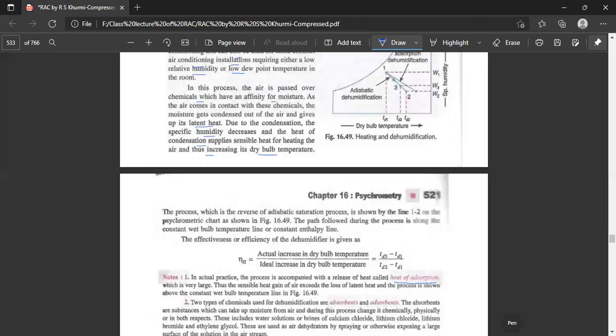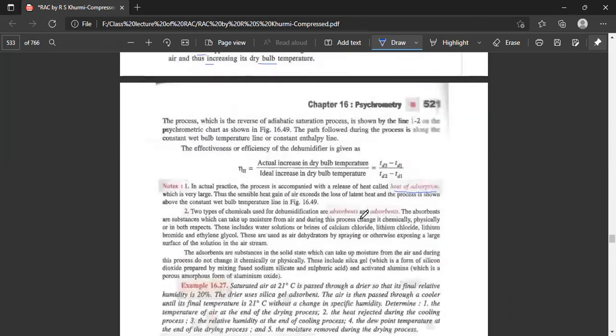Two types of chemicals are used for dehumidification. The absorbents are substances which can take up moisture from air, and during this process change chemically, physically, or both. This includes water solutions or brines of calcium chloride, lithium chloride, lithium bromide, and ethylene glycol.